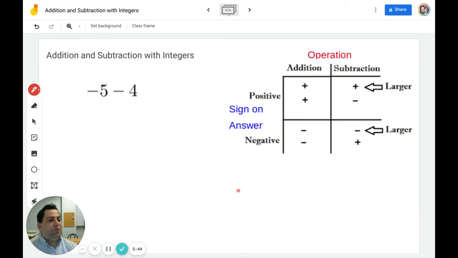In this next example, I have negative 5 minus 4. I have a negative and a negative. I'm going to add these two numbers, and my answer will be negative. So I know that my answer is negative, and then I have to do 5 plus 4. Well, 5 plus 4 is 9, and the negative comes down.